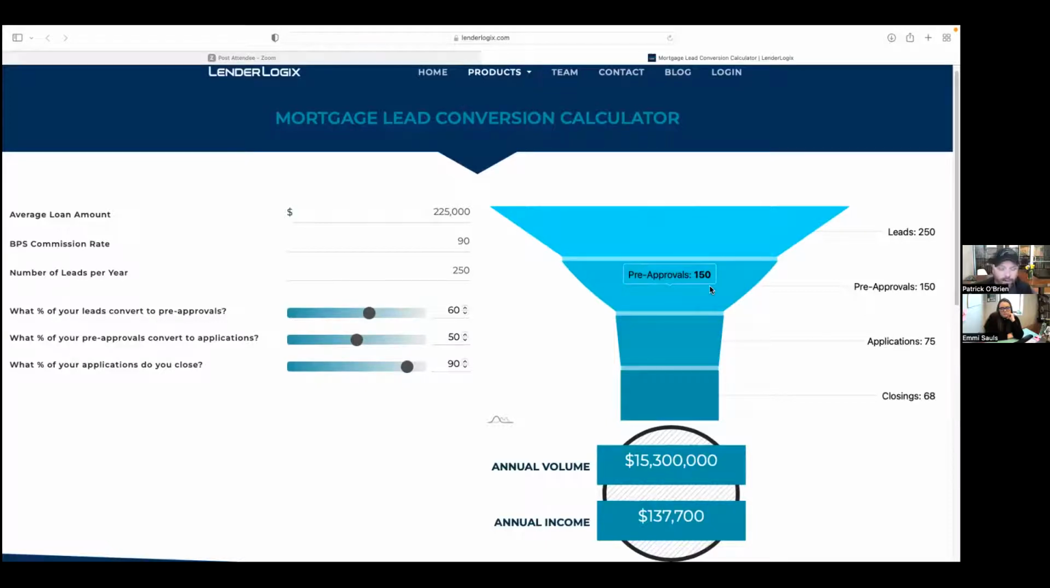Why might a lead not turn into a pre-approval? Well, there's a lot of reasons, right? A person could have bad credit, they could not qualify. Maybe we just didn't get a hold of the person. There's a lot of reasons why that might be the case.